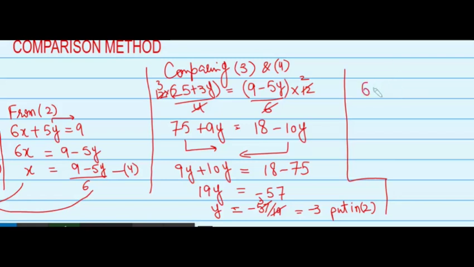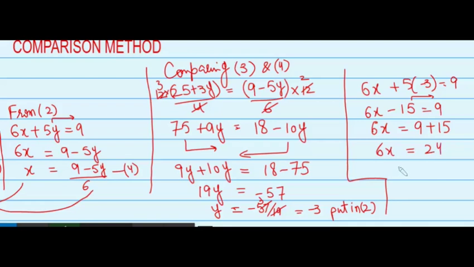okay, 6x plus 5 times minus 3 equals 9, right? So 6x plus into minus minus, 5 3s are 15, equal to 9. Shifting this negative 5 to the other side, 6x will be equal to 9 plus 15, so 6x equals 24, and dividing both sides by 6, 6 4s are 24. So this is the value of x, right?